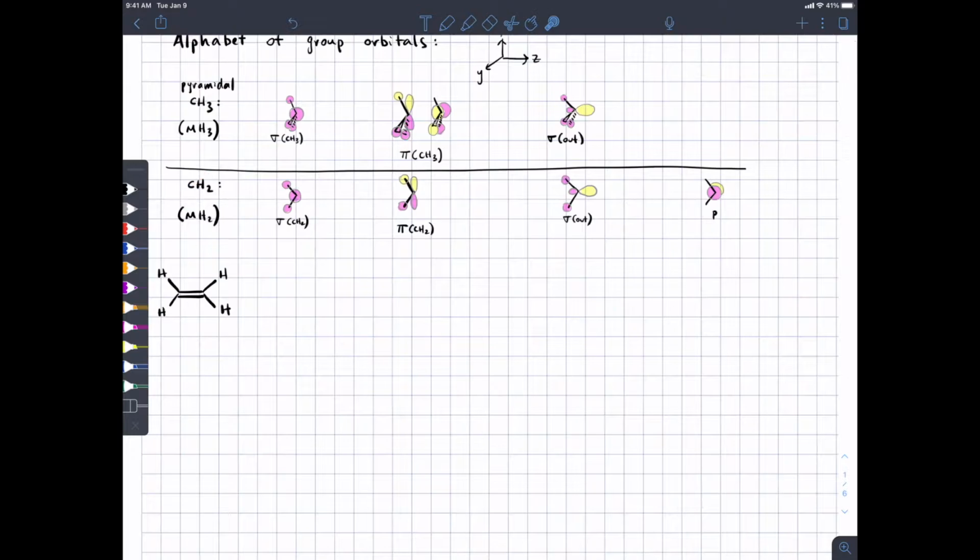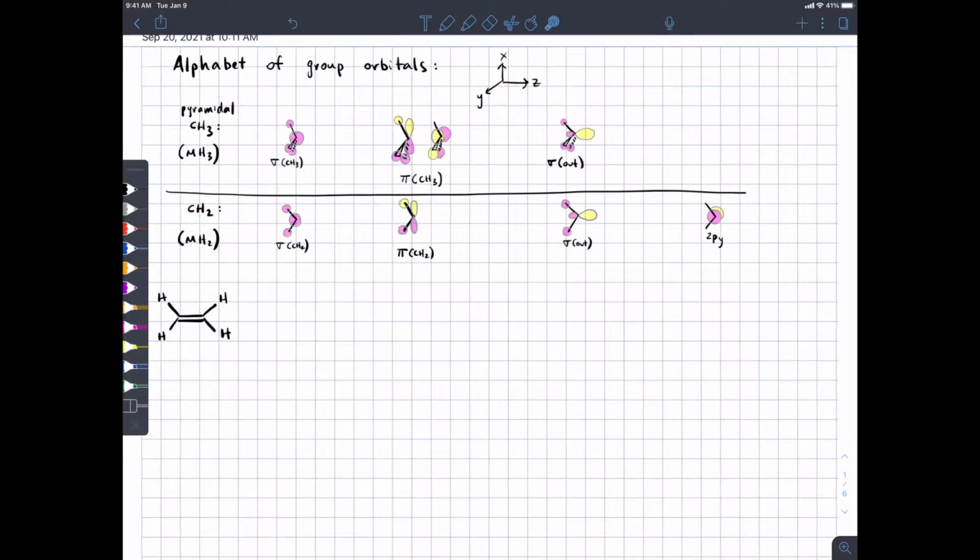For bent CH2, we have a similar set of orbitals: a sigma CH2, only one pi CH2, a sigma out, and then the leftover 2py orbital. Now this orbital has a node in the xz plane, and for bent CH2, the two carbon-hydrogen bonds are in the xz plane, and so they can have no orbital density, no electron density on those atoms for this orbital.